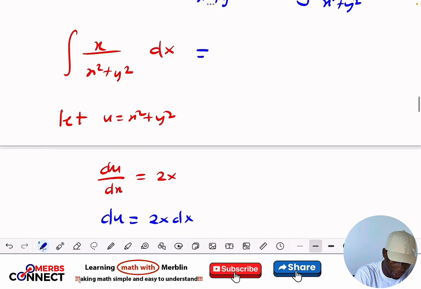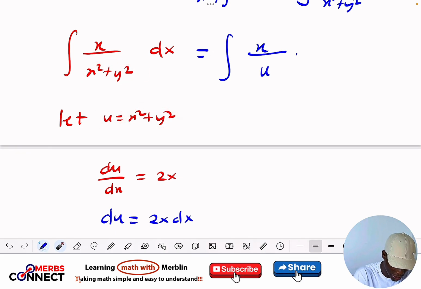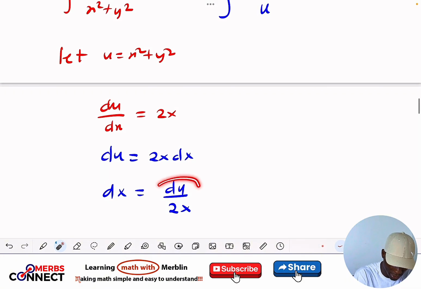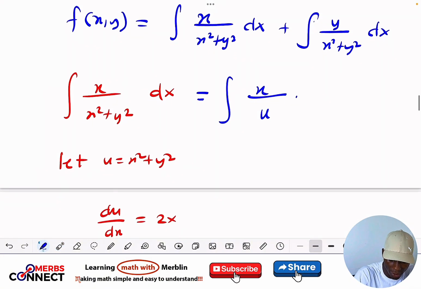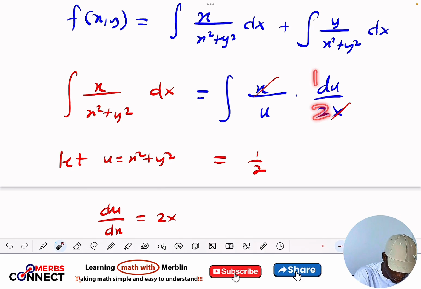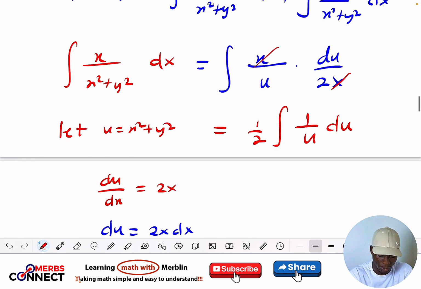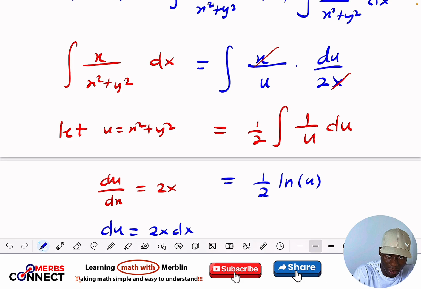So that's what I'm going to get. So let's try and put them in. This is going to be x divided by x squared plus y squared, which is u, times dx, which is equal to this. So I'm going to have du over 2x, and this will cancel out. So I'm going to have 1 over 2 integration of 1 divided by u du. So when I integrate 1 over u, I'm going to get the natural log function. So I'm going to have the natural log of u. I'm not going to add plus c, right? Because I'm not done with the integration. So I'm not going to add plus c.